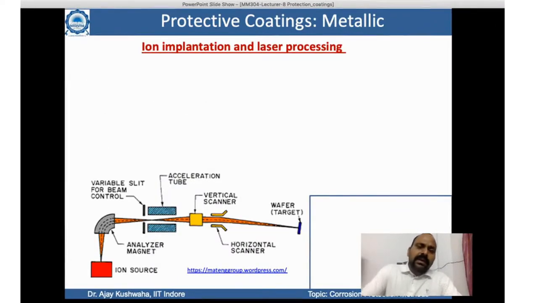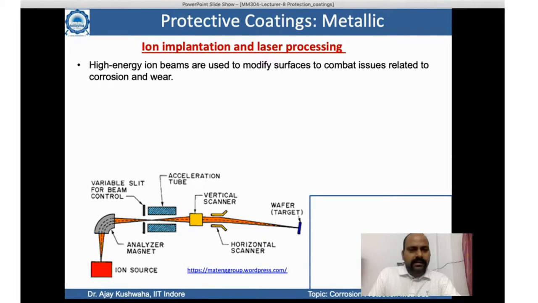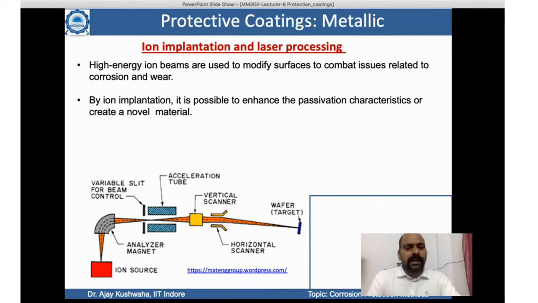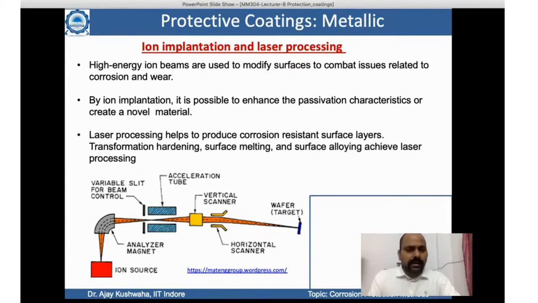In a similar manner, another technique is ion implantation and laser based processing, where we have, let's say, an ion source, and we have a laser beam which is mixed together and focused on the target, and we can deposit the ions. So high energy ion beams are used to modify the surface to combat issues related to corrosion and wear. By ion implantation, it is possible to enhance the passivation characteristics or create a novel material. Laser processing helps to produce a corrosion resistant surface layer through transformation hardening, surface melting, and surface alloying.